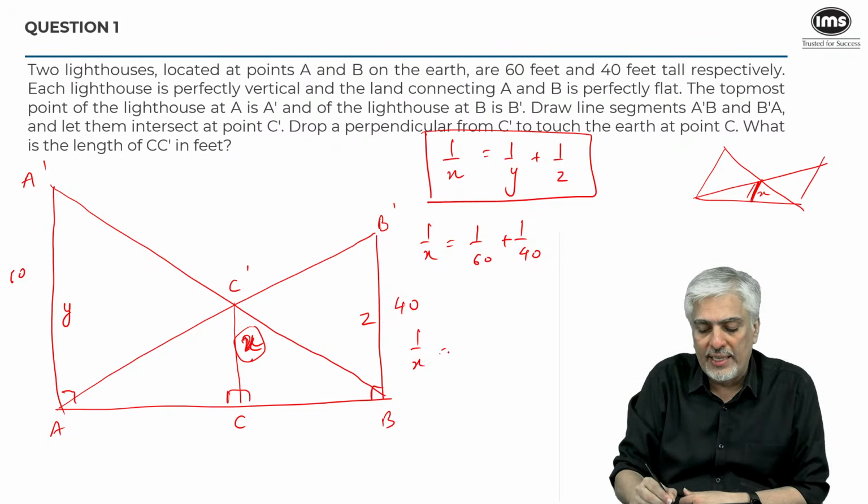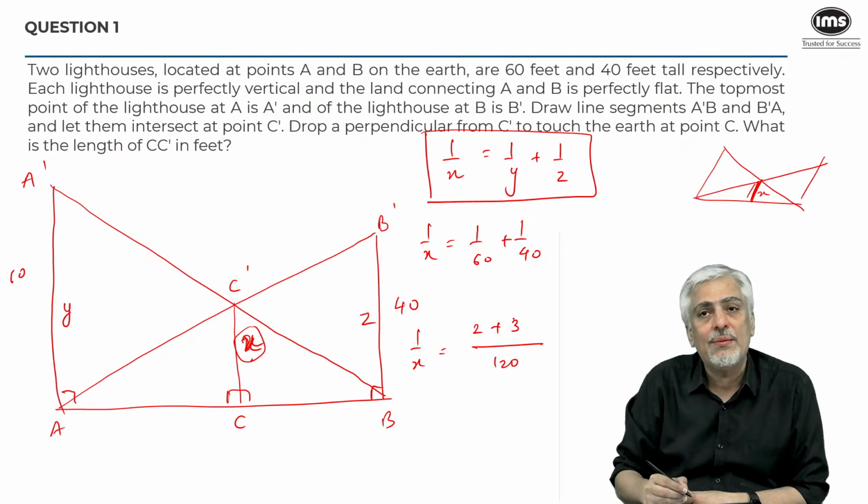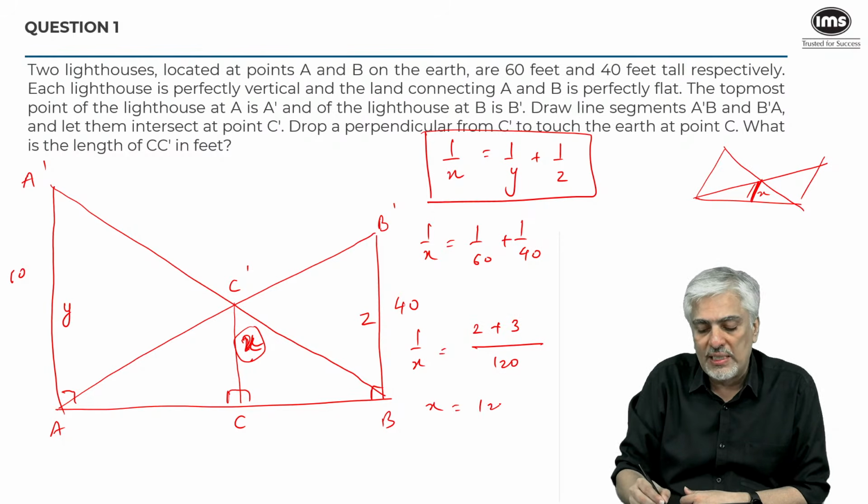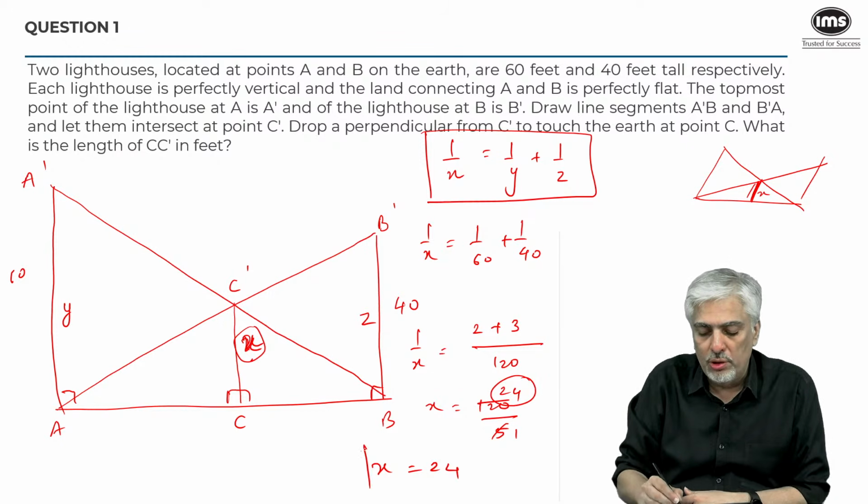So what will you get? 1 upon X is equal to 1 upon 60 plus 1 upon 40. 120 is the LCM, 60 goes 2 times, 40 goes 3 times. So X will become the reciprocal of that, 120 upon 5, which is 24. So our answer for this question is 24.